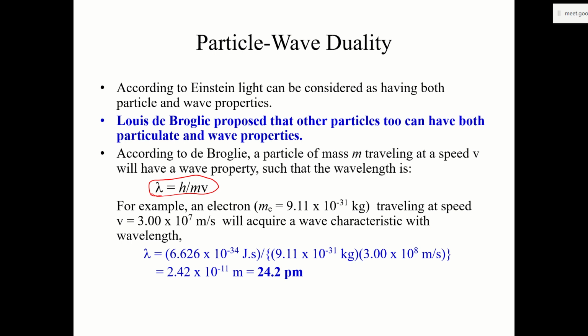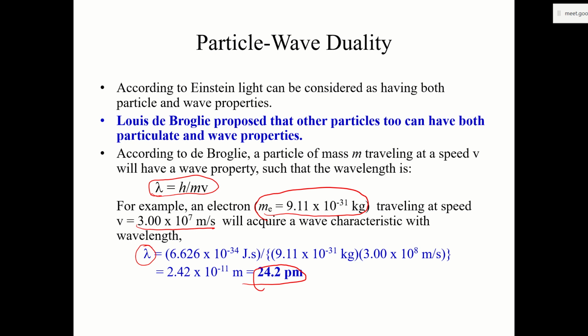You can find the lambda by this. So if you try to calculate it for an electron, whose mass is known, and assume it to be traveling at the speed of light, then if you try to calculate lambda, it turns out to be 24.2 picometer. So this electron, which is significant, as the mass becomes larger, you can expect lambda to be much smaller.